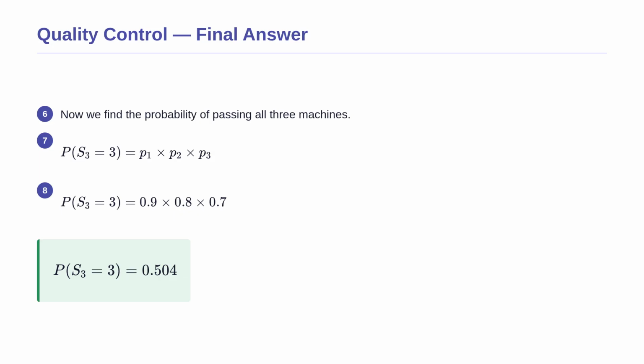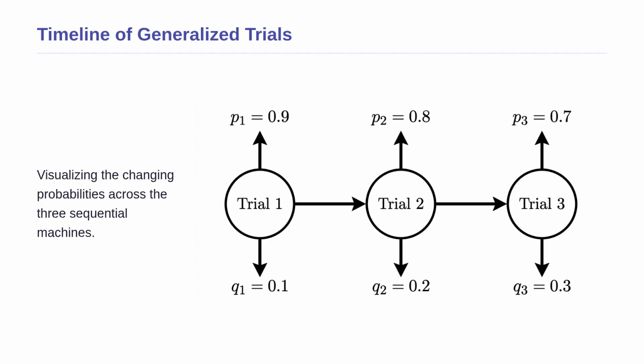This perfectly illustrates our earlier point. Reliability drops when components are placed in a sequence, even if the individual components are relatively strong. To visualize what we just calculated, let us look at this timeline of generalized trials. You are seeing 3 sequential stages, representing our 3 machines. The horizontal arrows show the progression from trial 1 to trial 3.